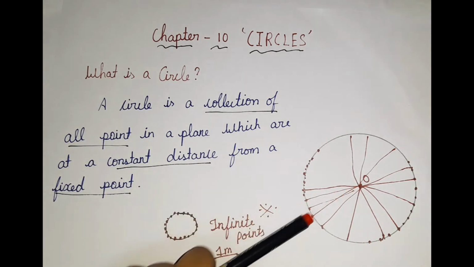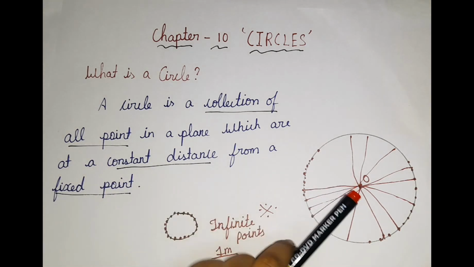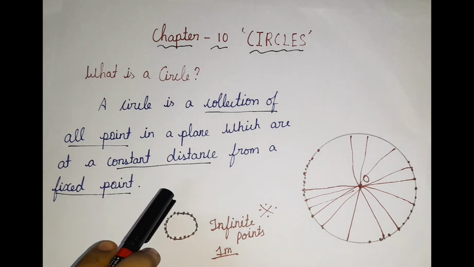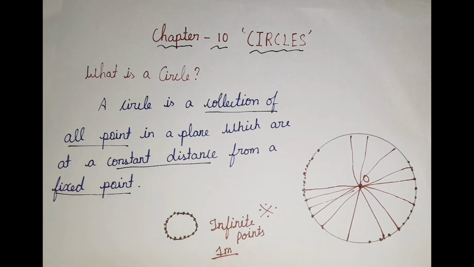That means this line is equal to this line. Am I right? That means they have the same distance. So same distance, equal distance, these are other words for constant distance. So you can just use equal distance. So it has equal distance from a fixed point. What is the meaning of a fixed point? Here the fixed point means this one.